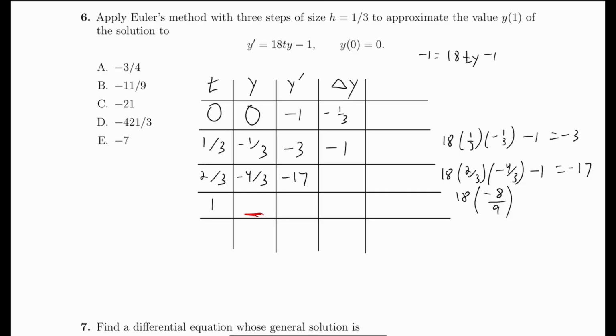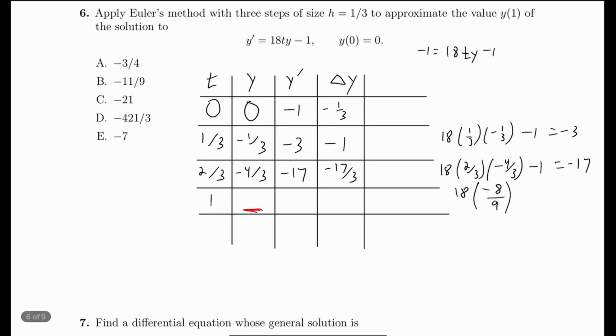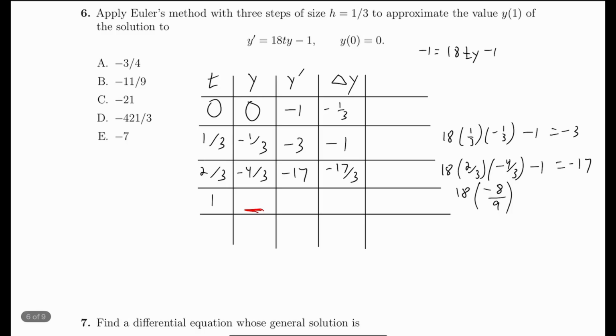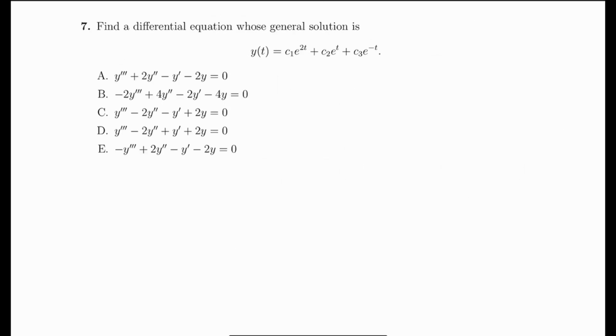That means our delta y is negative 17/3. And then to find our new y value, we can just add negative 4/3 and negative 17/3. That'll be negative 21/3, which is negative 7. So our answer is choice E. y of 1 is approximately negative 7.